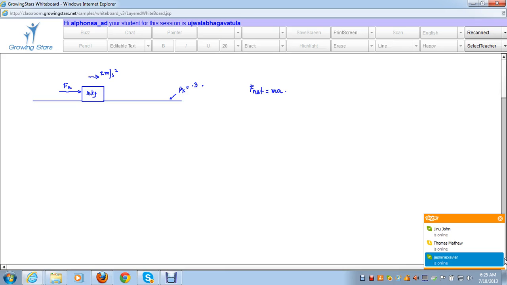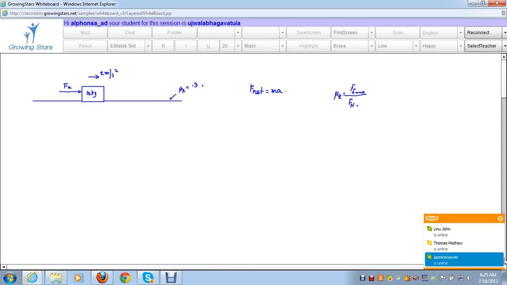Now, is there only one force acting on it, like Fa? No, it's Fa minus 0.3. Not 0.3. 0.3 is only a coefficient, no? Did I tell you that mu k is equal to the force of friction divided by the normal force Fn? Force of friction is mu k times Fn.